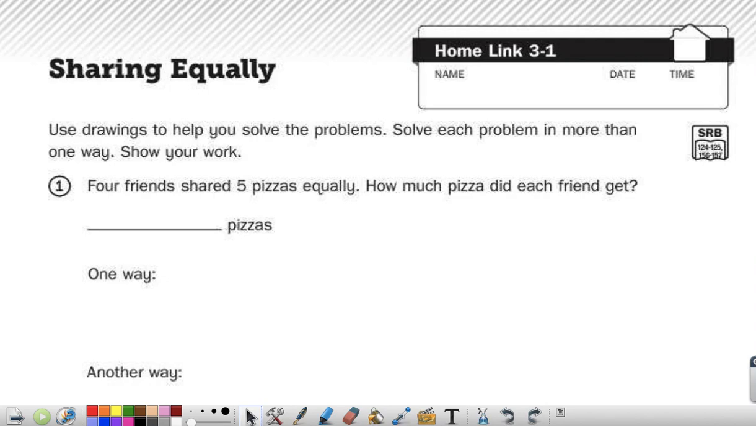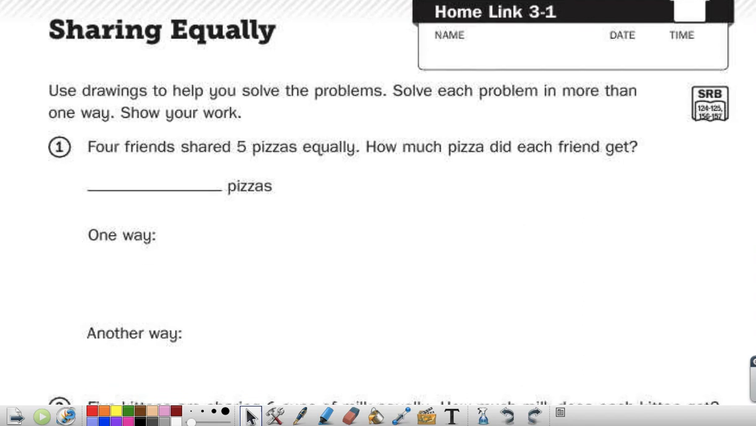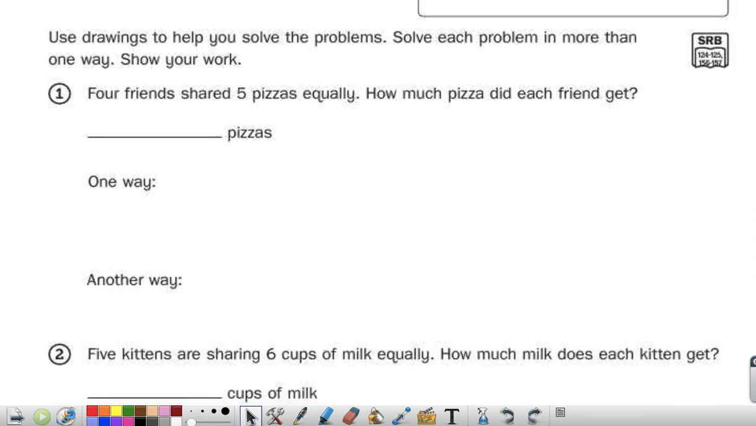HomeLinks 3.1 is all about sharing equally. So we've started talking about fractions, and we're going to use some drawings to help us solve these problems. The directions say that we need to solve each problem more than one way. So let's take a look at problem one.